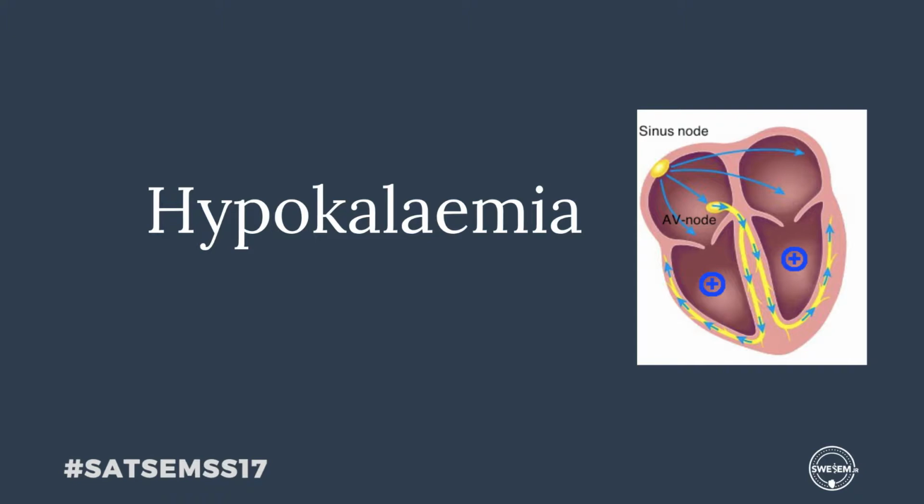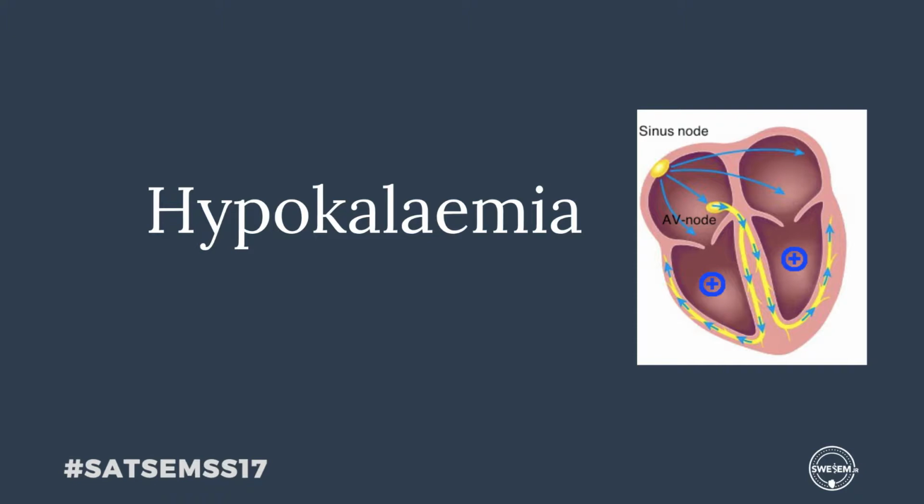hypokalemia on the heart. Hypokalemia means that we have a decreased amount of potassium in the extracellular fluid, and since potassium works as a stabilizer of the myocardial cells, we will consequently get an increased excitability of the myocardial cells. This mostly shows an increased excitability in the ventricles, but can also show us increased excitability in the atrial cells. So what does this actually mean for our patients?